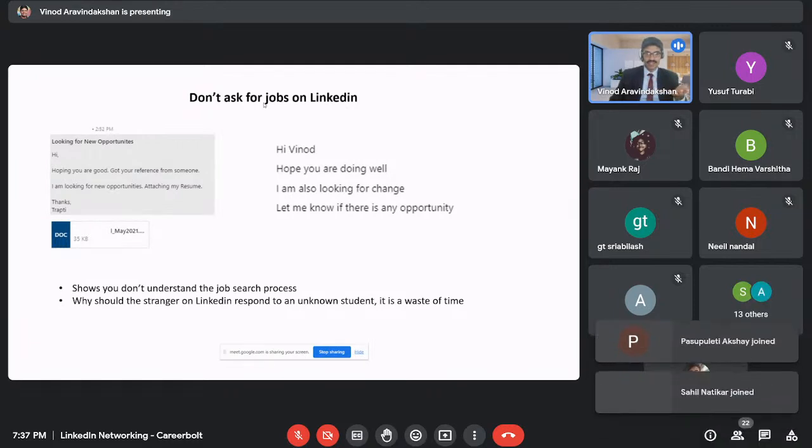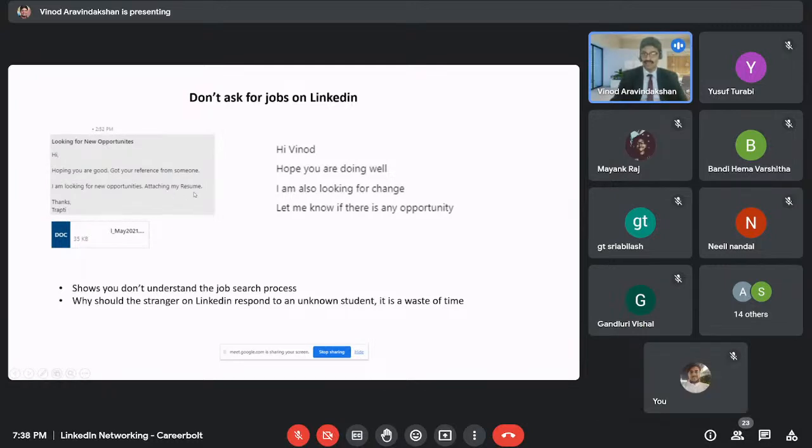Okay. This is some of the messages I get from people. For example, if you look here, there are some people who message me saying, "Hey, hi." They don't even mention my name. They just say hi, hope you're doing good, got your reference from someone. Who's that person? I have no idea. They say I'm looking for new opportunities, attaching my resume.